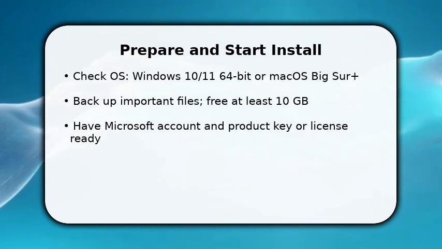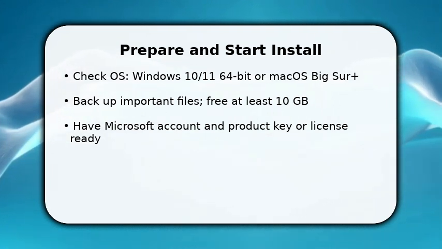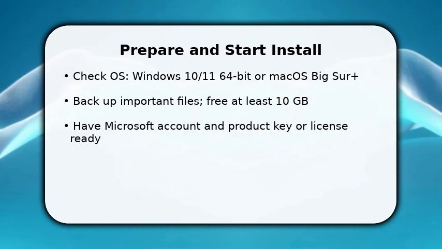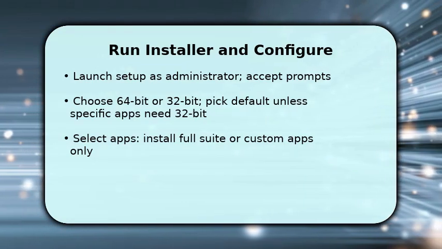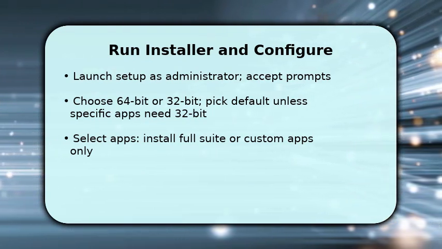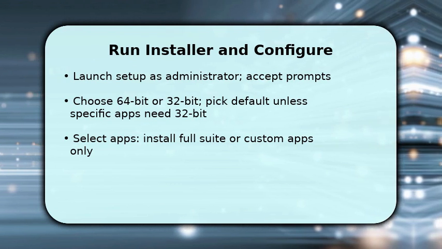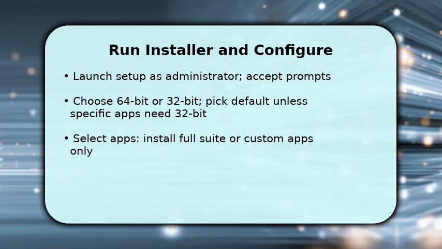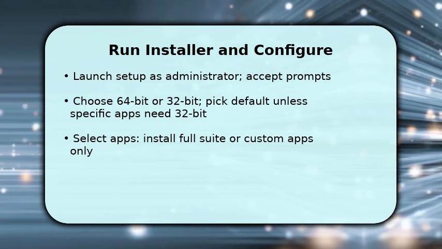Choose the 64-bit installer for best performance. Make sure to close other applications so the installer can write files without conflicts. Start the installer with administrator rights to avoid permission errors. When prompted, choose 64-bit for performance unless you have legacy add-ins that require 32-bit. Select Custom Install if you want Word, Excel, and PowerPoint only, otherwise install the full suite.